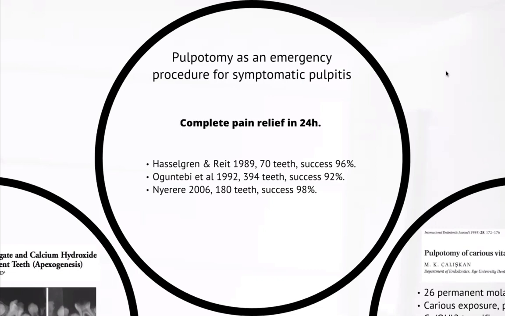Because when you have a symptomatic pulpitis, and you do a full pulpotomy, you would expect the patient to have a pain relief within 24 hours. And that was done by many studies. We'll talk about them later. But these studies on the screen, they are actually emergency studies. What they talked about is that you can do full pulpotomy if you wanted to do root canal treatment, bring the patient in another visit, and then continue root canal treatment. But I wanted to use this piece of information for actually doing it for symptomatic teeth.